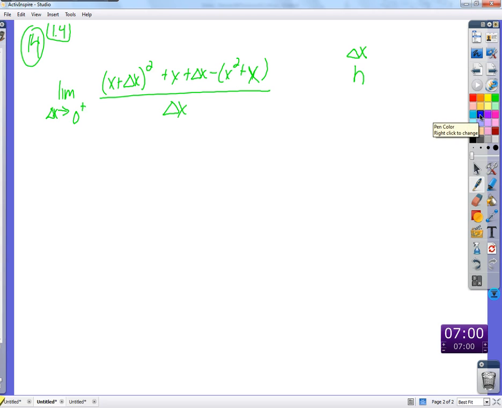So we can replace all these delta x with h's, and that might help us to think about this whole thing. So that now when we work it through, we only have h squares and two h's and stuff like that, instead of delta x squared. Well, when we try to put zero in here, we get zero in the denominator, that's bad. So we would like to be able to see if we can find a common factor.